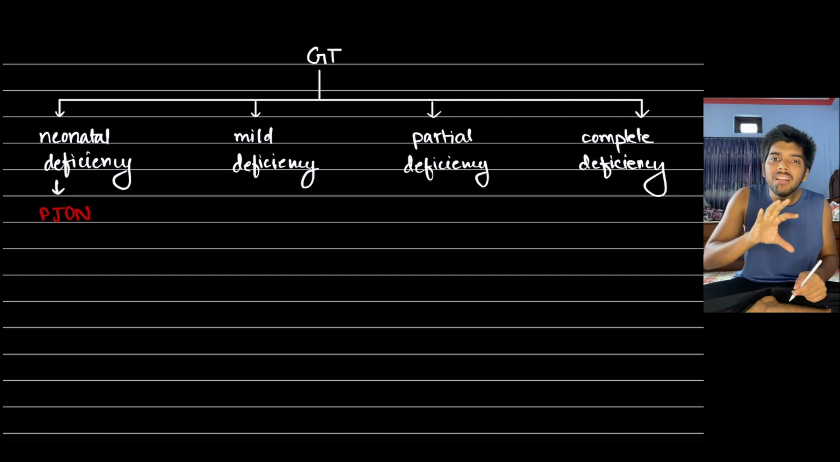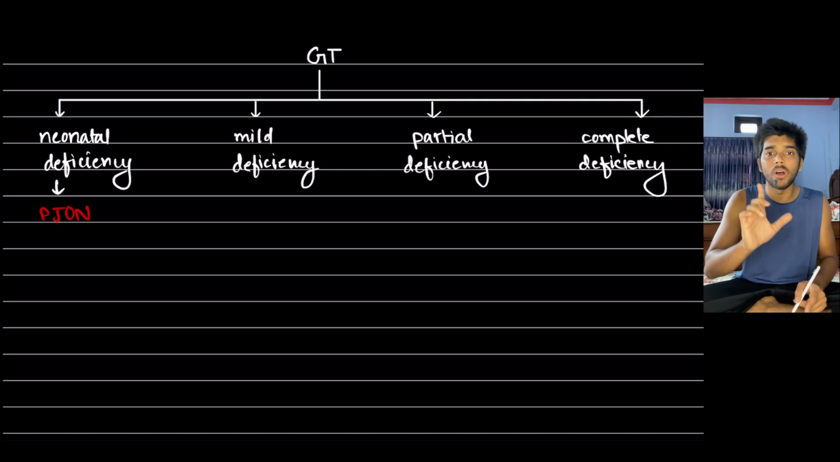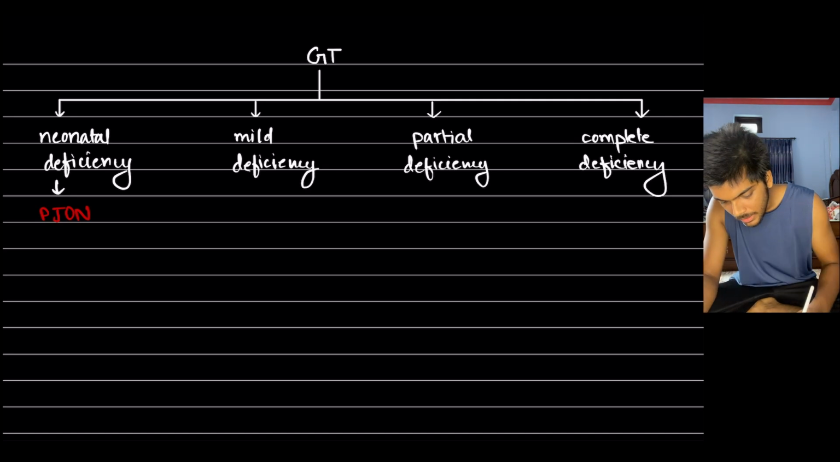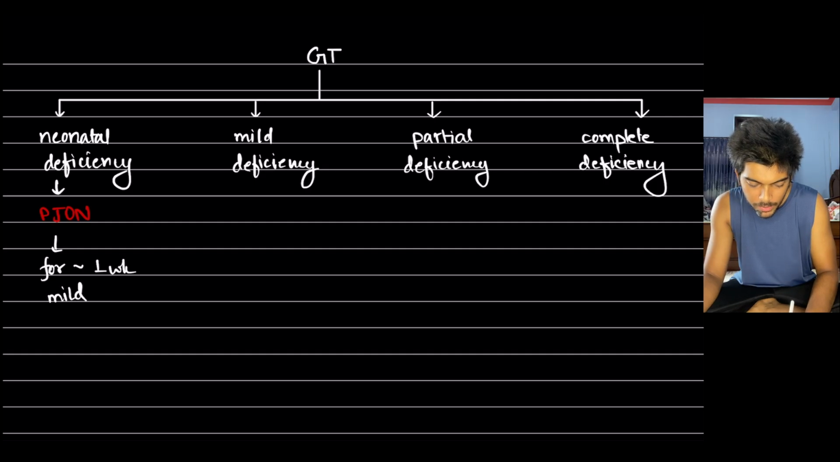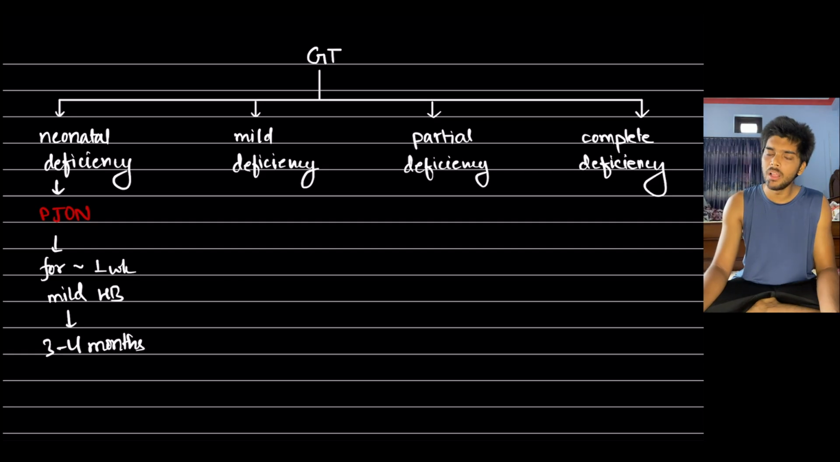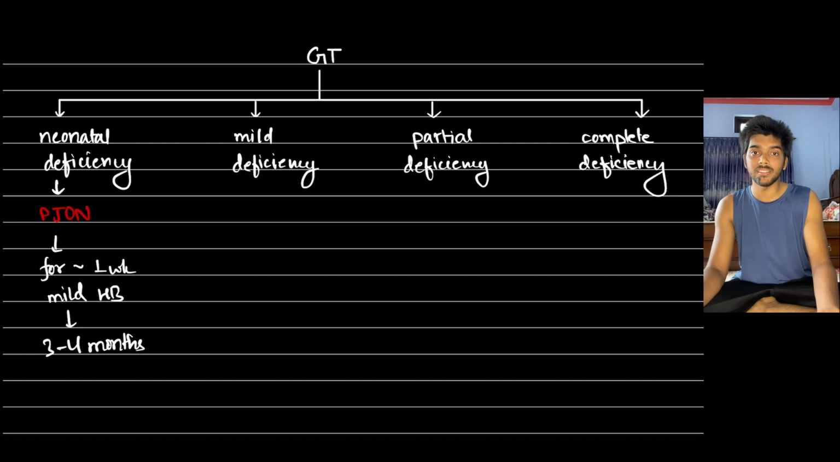That is why mild hyperbilirubinemia is seen in newborns for at least 1 week. For around 1 week, mild hyperbilirubinemia is seen, and after 3 to 4 months, everything becomes normal because the gene is now well expressed, the same as that in adults. How much the gene is to be expressed in adults is now expressed within 3 to 4 months.